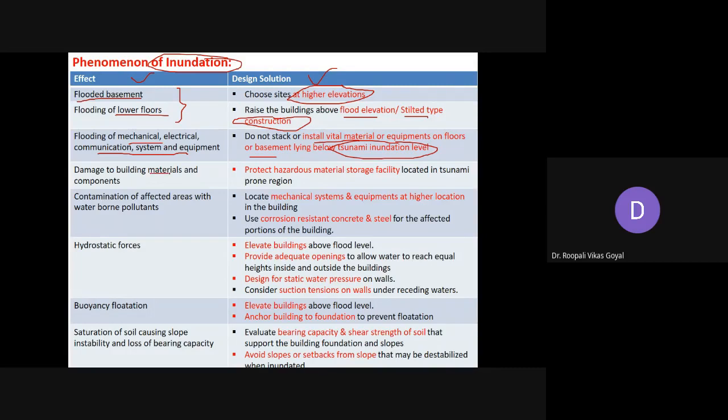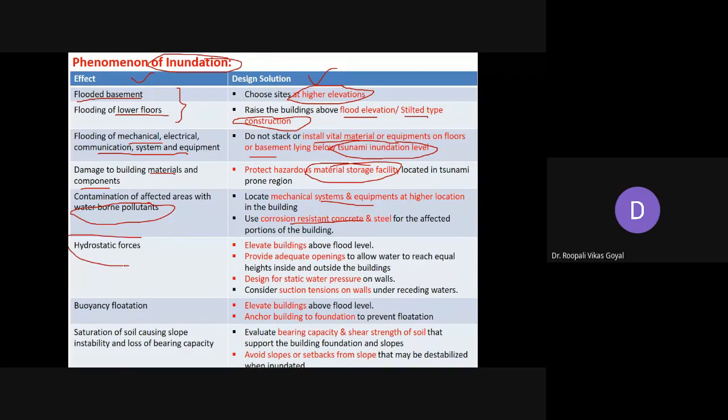Then damage of building material and component, if it is going to take place, then protect hazardous material storage facility, if it is located in a tsunami prone region. There are also chances of contamination of the affected area with waterborne pollutants. Along with that tsunami water, some pollutants are also coming. So that will also damage your mechanical system and equipment, so they should be provided at higher elevation. Also they will rust, that is, corrosion may be possible. So corrosion resistant concrete and steel are to be provided in certain types of building, just to protect all this from such pollutants or contaminants.